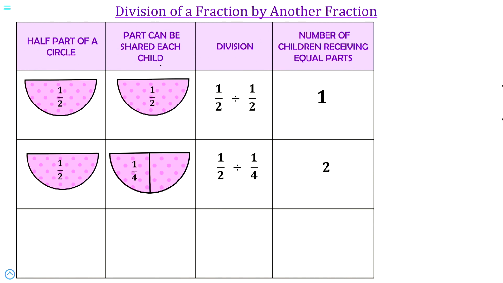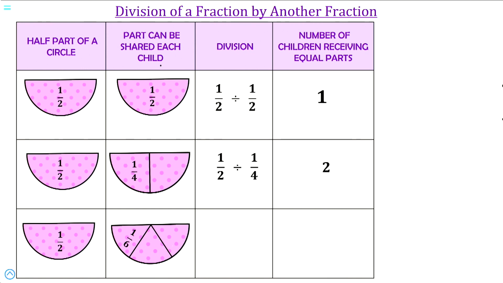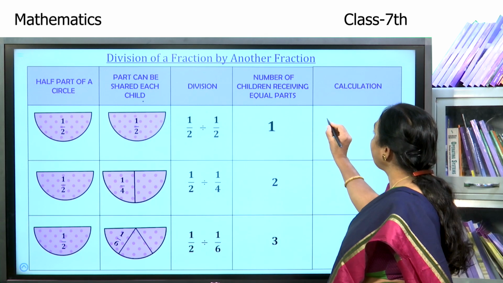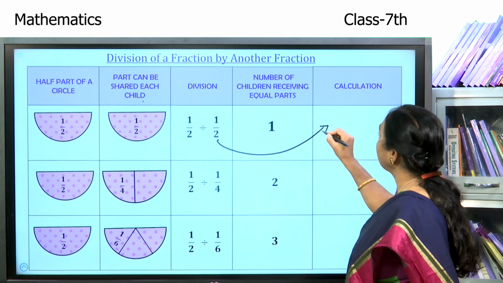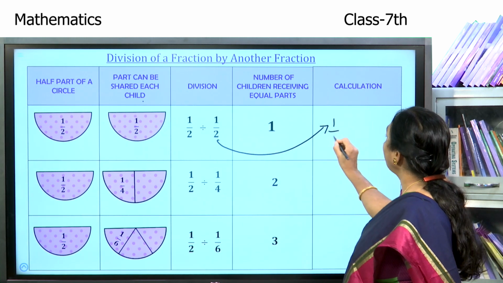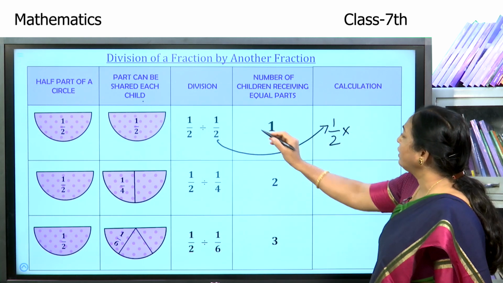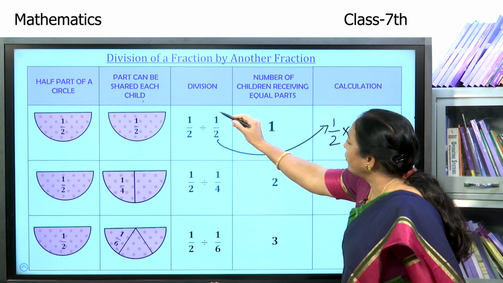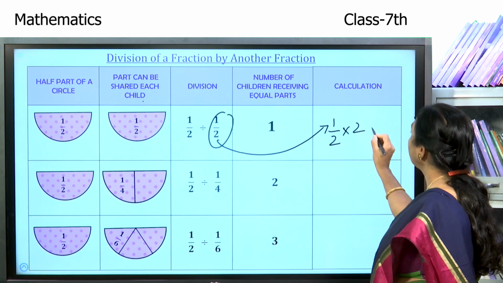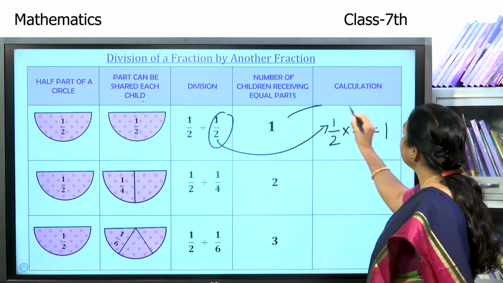Similarly, if 1 by 6 part is shared equally, then 3 children will get 1 by 6 part equally. By this observation, we got the results. Let's calculate it mathematically. How do we calculate? Here, look at this division part, 1 by 2. Change the division sign to multiplication sign and multiply by the reciprocal of 1 by 2, we will get 2. So, the answer is 1. We get the same here.